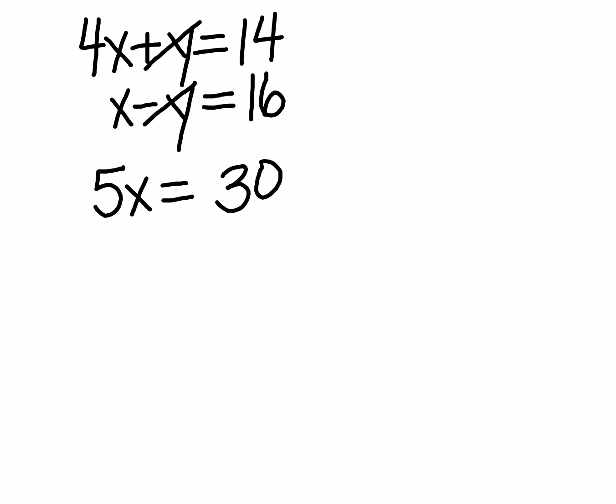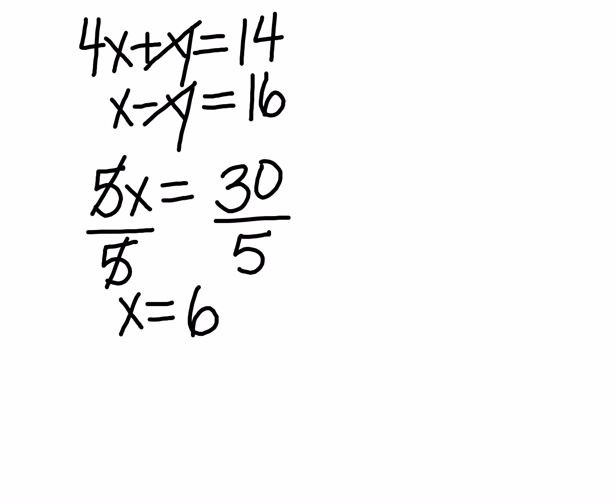Now we can solve for x. To solve for x, I have 5 times x. The inverse of times is divide. So I divide by 5 on both sides of my equation. What you do on one side, you have to do on the other side. Then I know 5 divided by 5 equals 1. I'm left with x equals 6. So now we have solved for x.